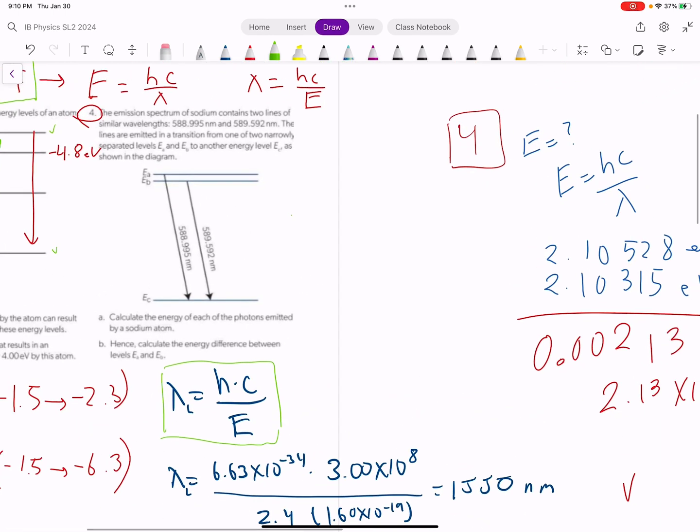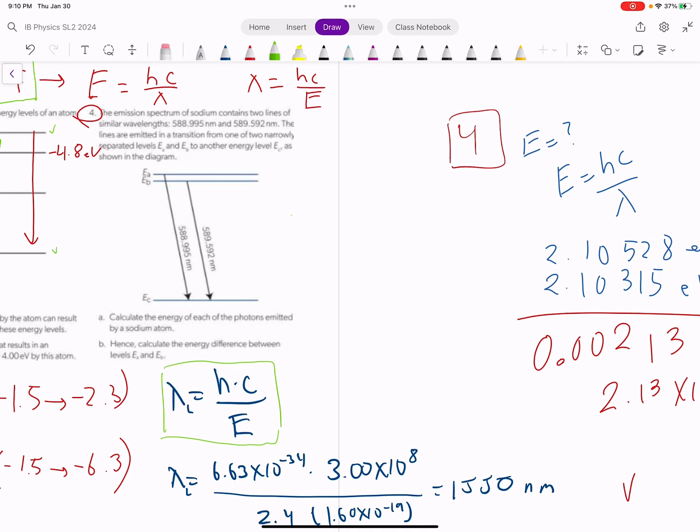The emission spectrum of sodium contains two lines of similar wavelengths, 588.995 and 589.592. The lines are emitted in a transition from one of two narrowly separated energy levels, EA, EB, to another energy level EC, as shown in the diagram. Calculate the energy of each of the photons emitted. Okay. We see these wavelengths are very similar, but that's why there are so many significant digits here. There are 6 significant digits. So it's important that you use all the digits in your calculation.